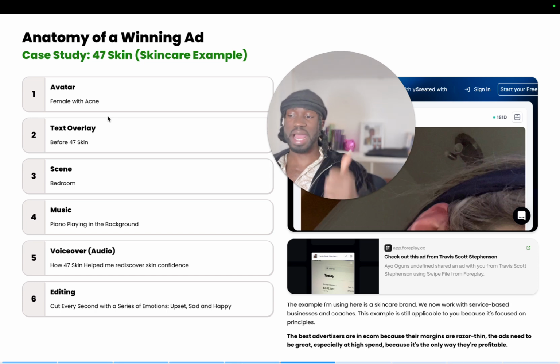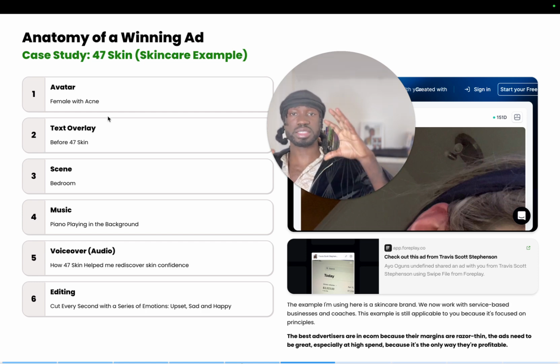So you want to think about what avatar you're going to use, what text overlay you're going to use, and how you can get it to spark curiosity or call out your target audience. Then the scene that you're going to use. Let's say, again, with the fitness trainer example, maybe you want to record a video in a gym, right? Then the music in the background, and how it's going to fit the creative that you're going to make.